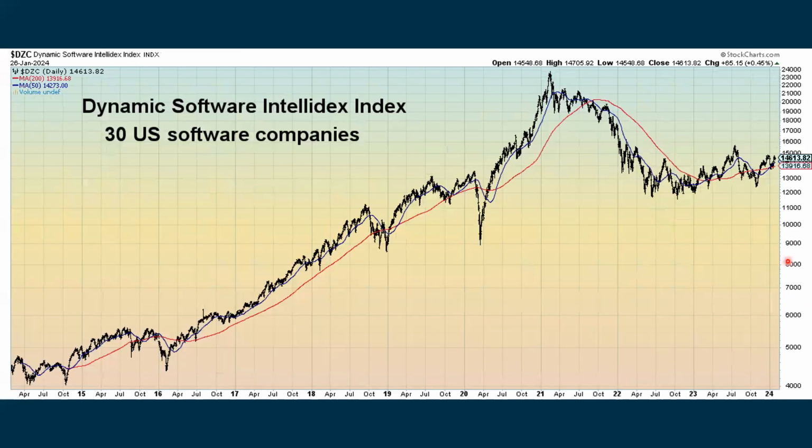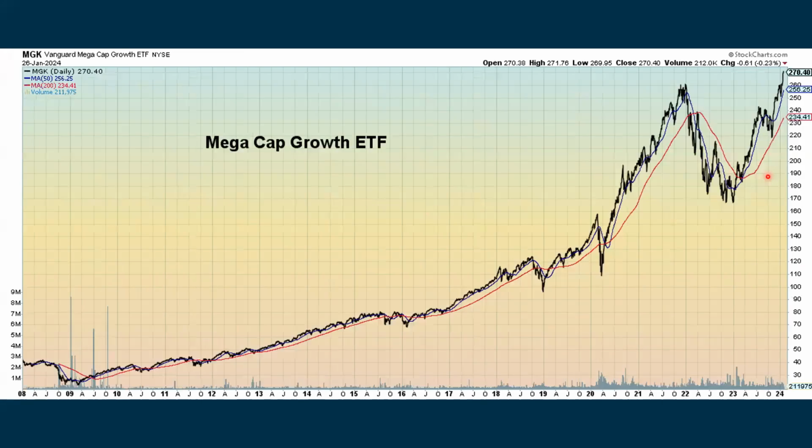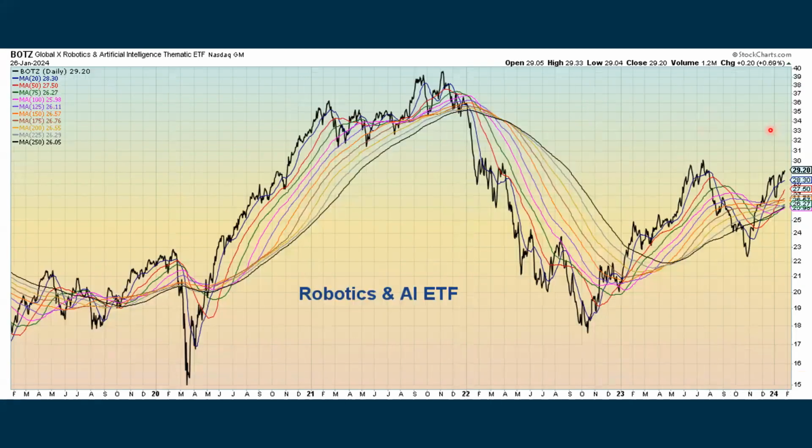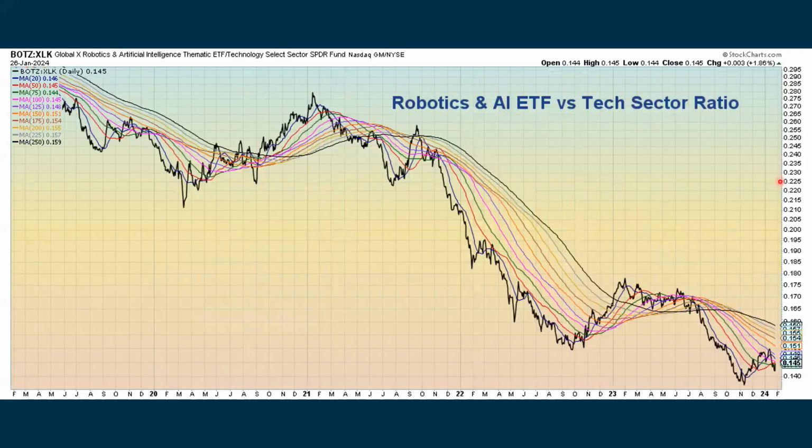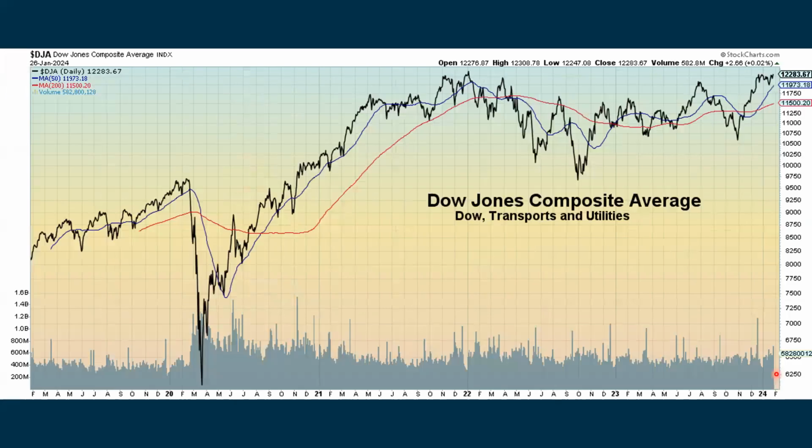The 30 biggest software companies are starting to show some improvement and recently seeing a golden cross. The mega caps, this is where the real strength is coming from, setting all-time highs and in a solid uptrend. The robotics and AI ETF is looking better here. It's above the rainbow and starting to show some improvement. But when you compare it on a ratio basis with the tech sector, it is really underperforming.